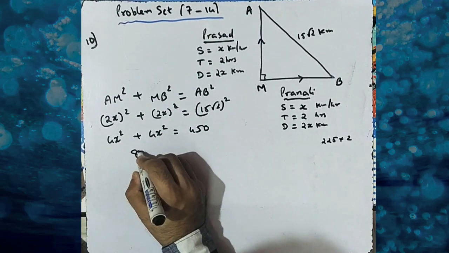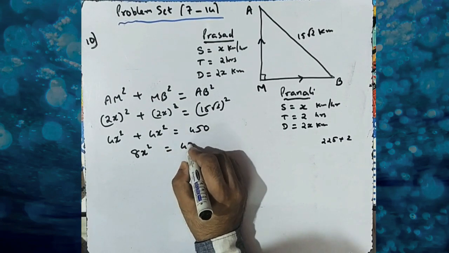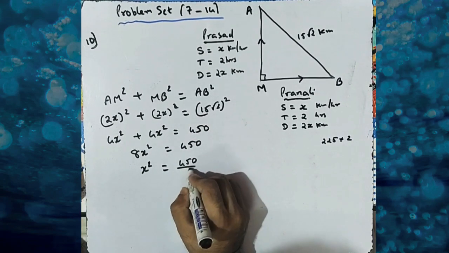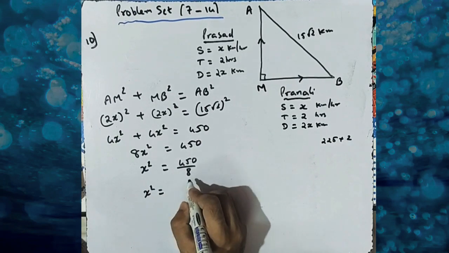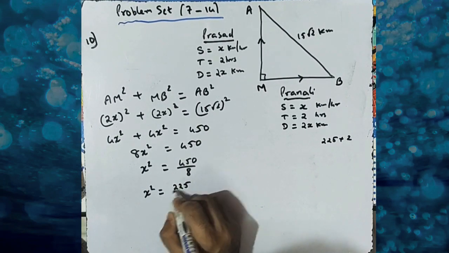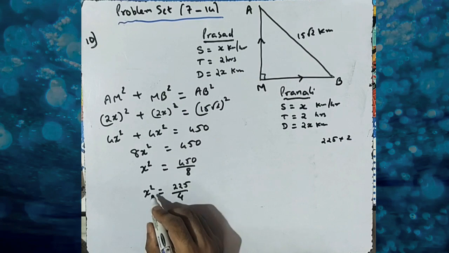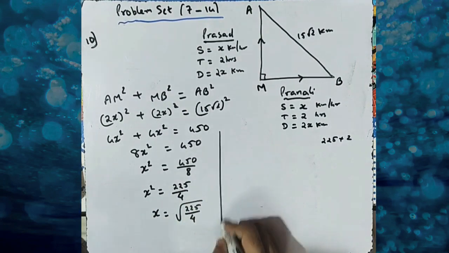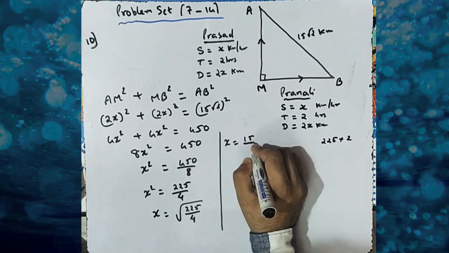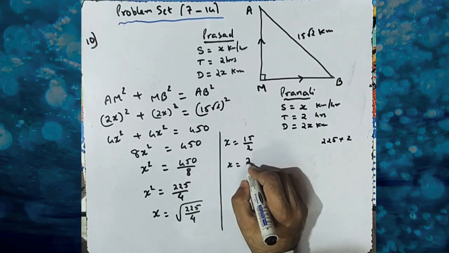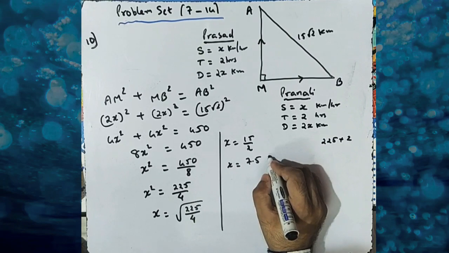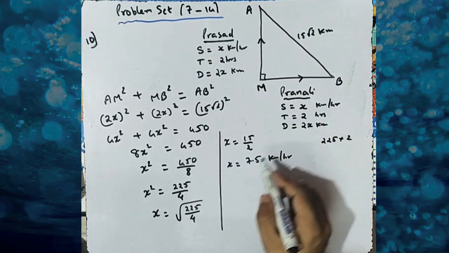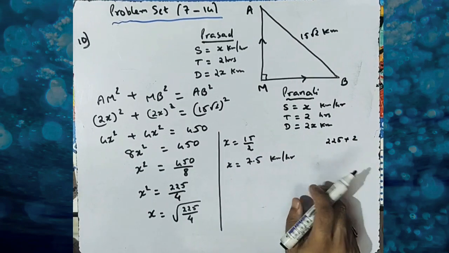4x square plus 4x square, 8x square is equal to 450. 8 will come in the denominator. 450 upon 8. Cancellation will give you 225 upon 4. Taking the square root of 225 upon 4 gives 15 upon 2, which will further result in 7.5. So their speed of walking was 7.5 km per hour.